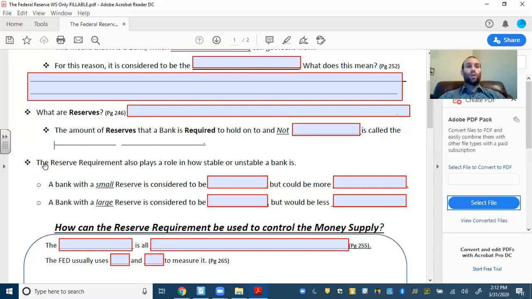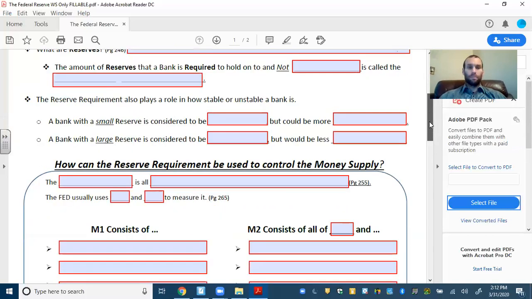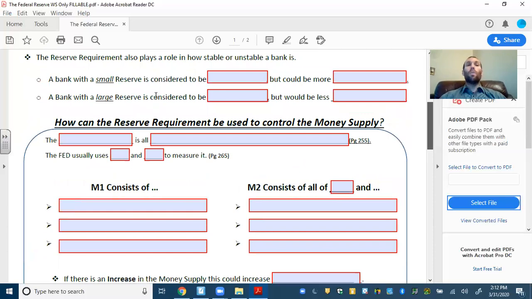Now, the reserve requirement does play an important role to how stable or unstable a bank is. What it means is this: a bank with small reserves is considered to be more profitable. The thing is, if a bank holds on to less money, that means it has more money to lend out. And if it can lend out more money, it can get more interest and therefore make more profit. So a bank with small reserves is considered to be more profitable.